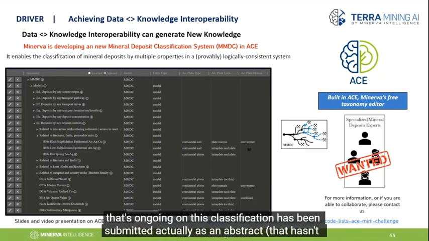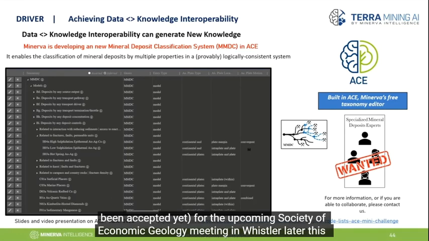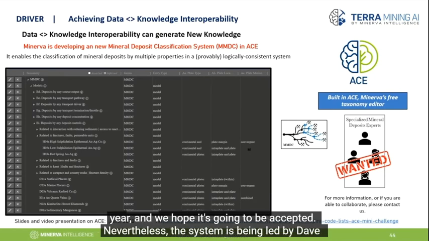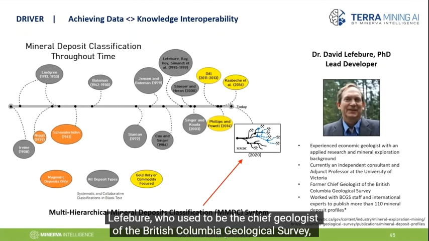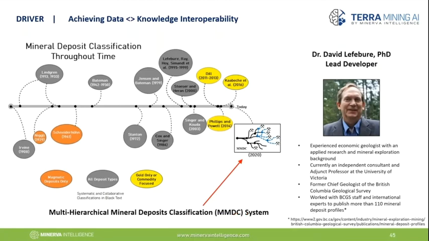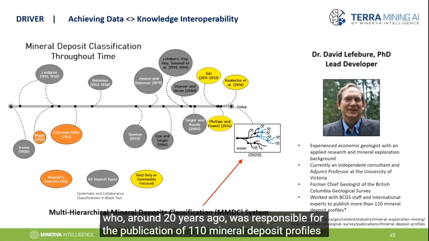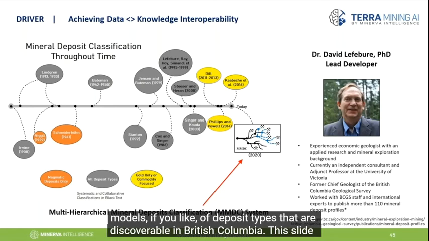The work that's ongoing on this classification has been submitted as an abstract. It hasn't been accepted yet for the upcoming Society of Economic Geologists meeting in Whistler later this year, and we hope it's going to be accepted. Nevertheless, the system is being led by Dave Lefebvre, who used to be the chief geologist of the British Columbia Geological Survey, who around 20 years ago was responsible for the publication of 110 mineral deposit profiles, models if you like, of deposit types that are discoverable in British Columbia.